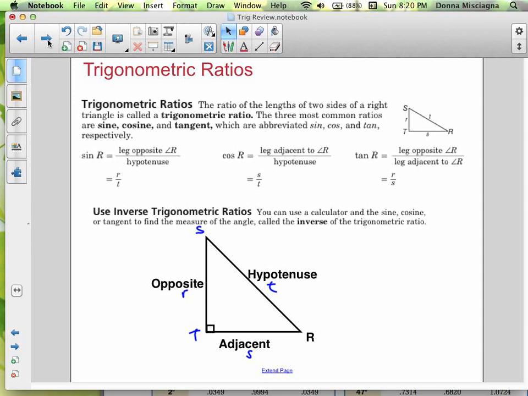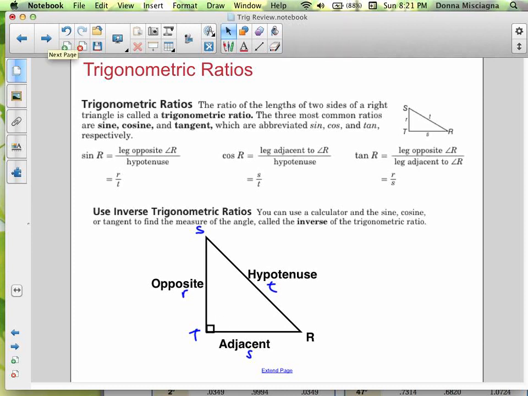Cosine r is the leg adjacent to angle r, so the leg adjacent is the one next to it, is side s over the hypotenuse. The hypotenuse is t, it's opposite the right angle. And then tangent r is the leg opposite angle r, so that would be side r, over the leg adjacent to angle r, that would be side s. Right? And that's how we write our ratios.